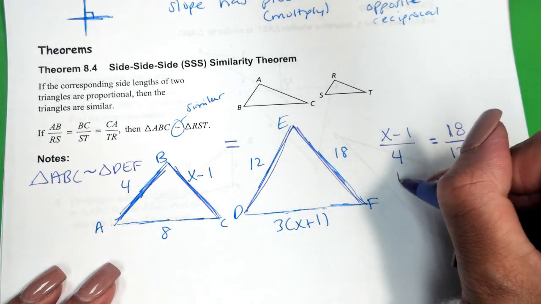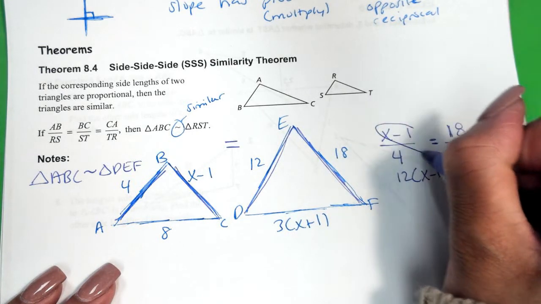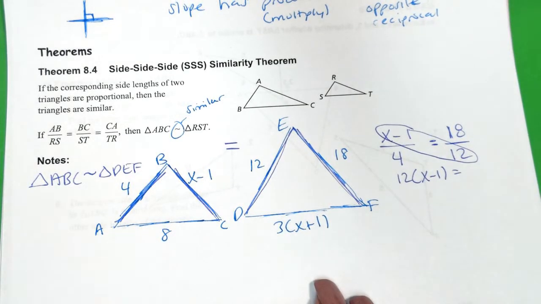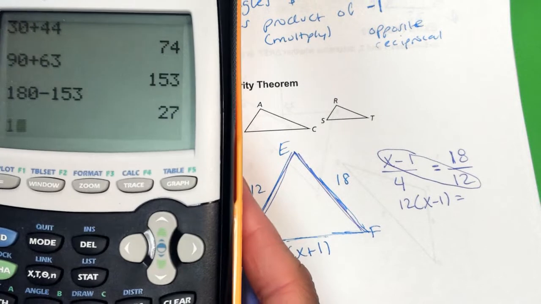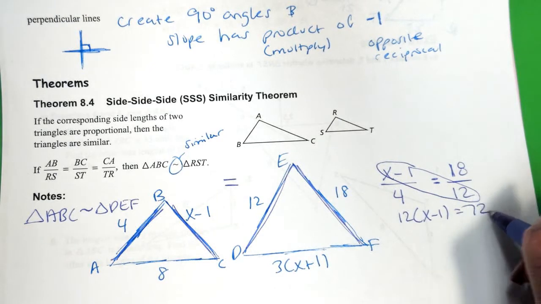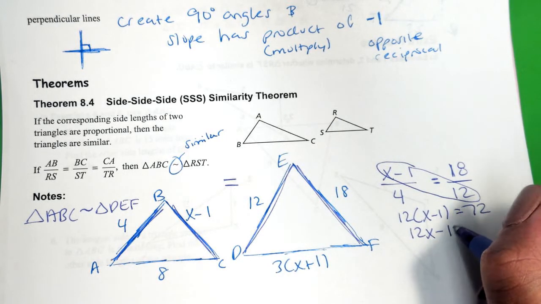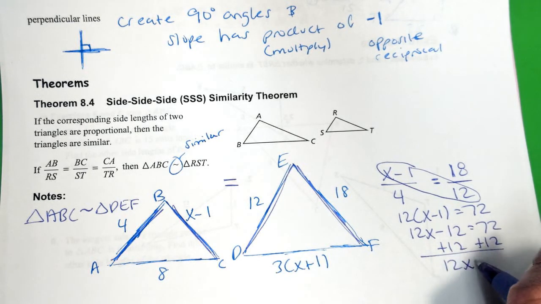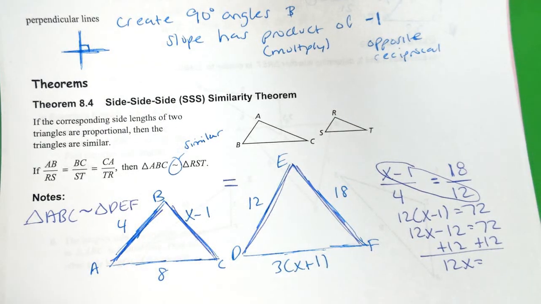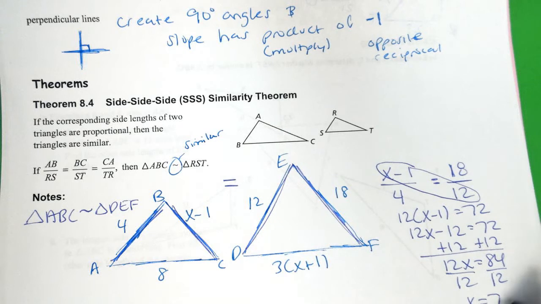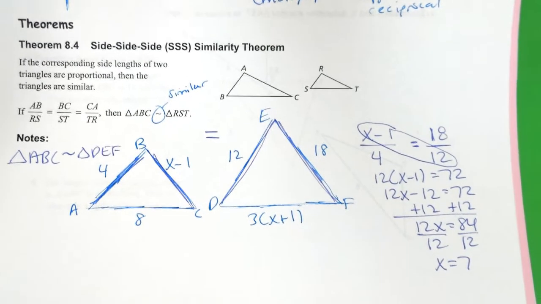Okay, so then I'm going to cross multiply. Remember to use parentheses when you have more than one thing. And then equal to 18 times 4. I'm going to go ahead and put that in my calculator. So 18 times 4 is 72. So make sure to distribute. And then add. So 12x equals 72 plus 12, and that gives me 84. And I divide by 12. I get 7. So x equals 7.